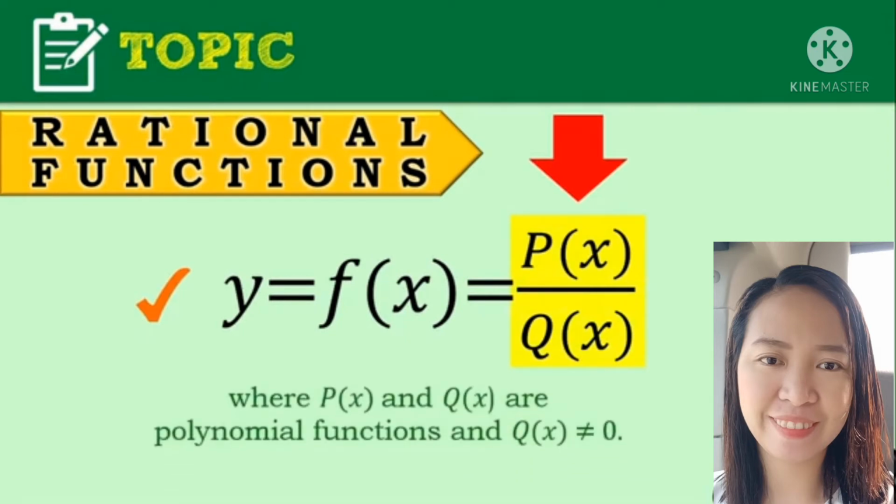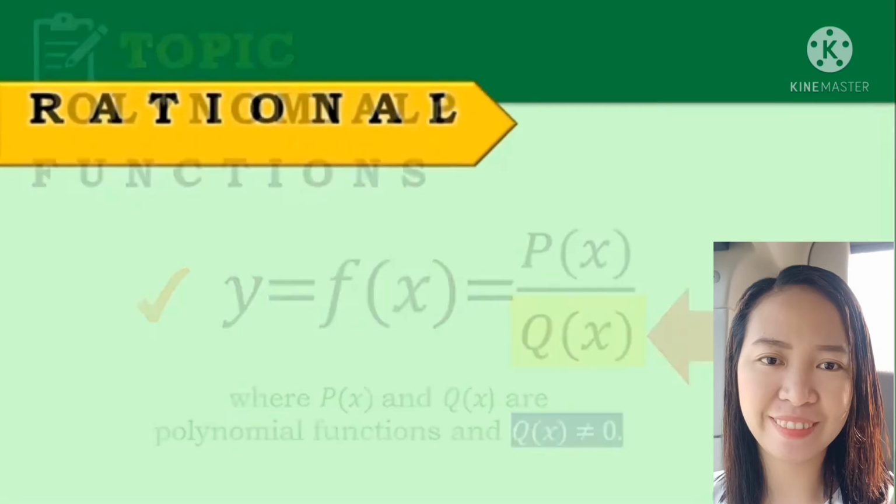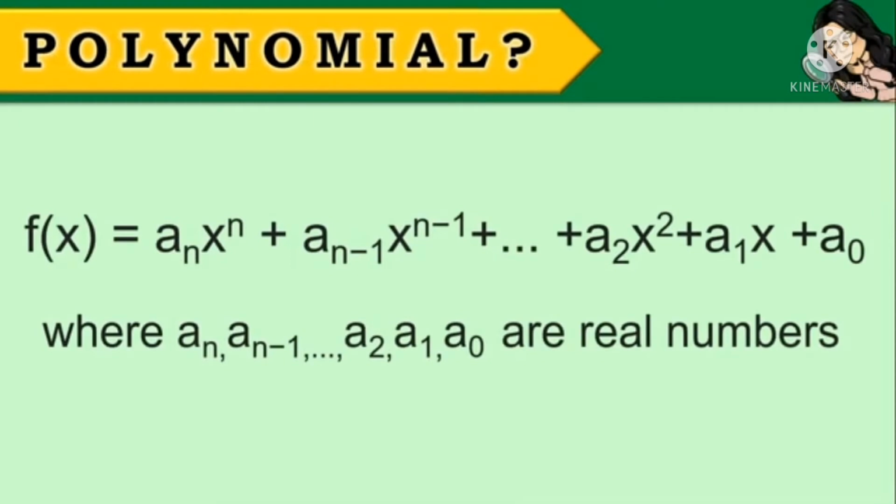And very important for rational functions is that the denominator, or Q of x, must not be equal to 0. It's not a zero function. If the denominator is 0, then it will be undefined. So that's why it must not be equal to 0. Since we've mentioned that P of x and Q of x are polynomial functions, let's just have a run-through on the polynomial functions. This would be the form of your polynomial function.